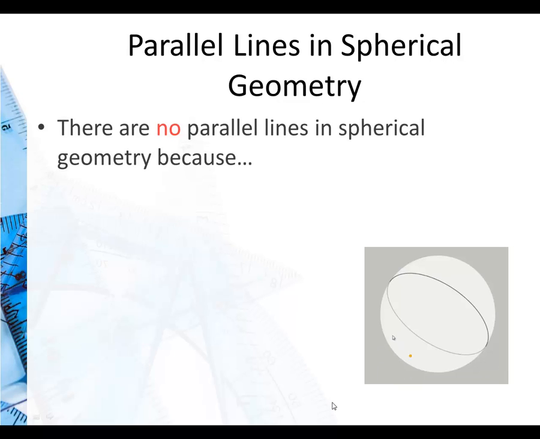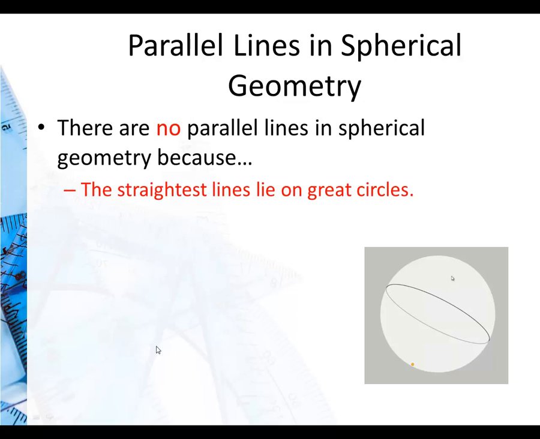There are no parallel lines in spherical geometry because, well, first of all, the straightest lines are on these great circles. This is a great circle here, which always cuts a sphere in half, all right? And if I put another straight line, so I'm going to add a straight line as a great circle. So let me just do a great circle there. You can see that that one's also trying to cut the sphere in half.